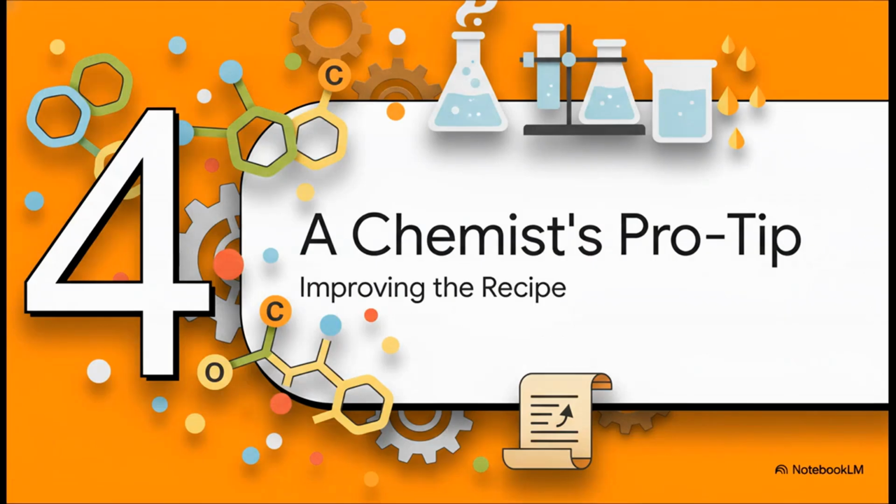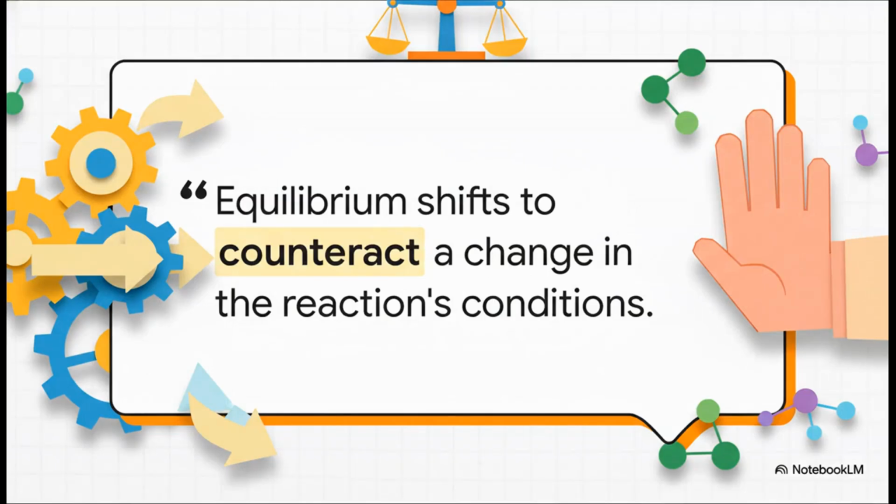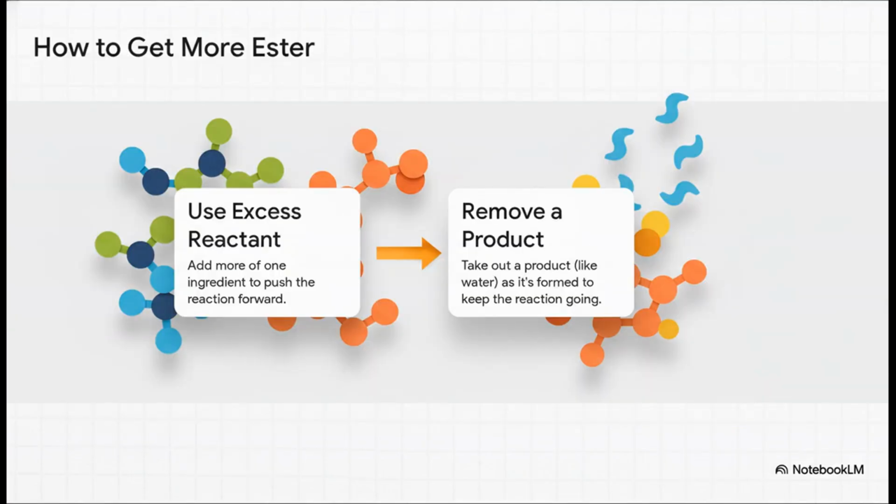So we made our ester, we've purified it, but what if we want to get more of it out of the same reaction? This is where chemists get really clever and use a sort of pro tip to boost the final amount we get. The secret to this pro tip is a fundamental rule in chemistry called Le Chatelier's principle. Basically, what it says is if you mess with a reaction that's in balance, the reaction will try to undo what you just did. It's a constant push and pull, a balancing act that we can actually use to our advantage.